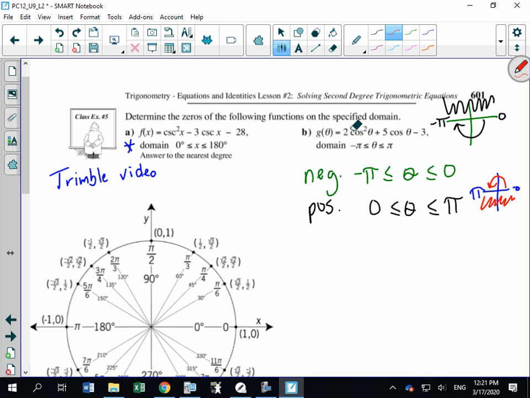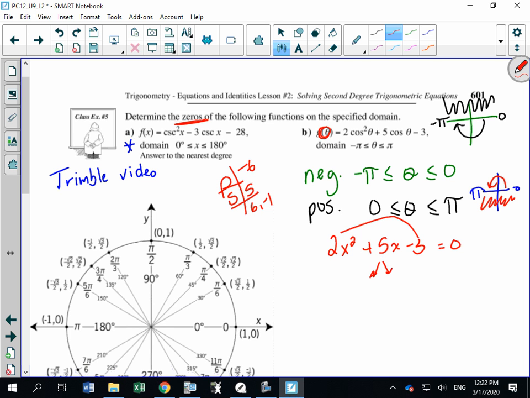Okay, so they want us to determine the zeros. So they want this to be 0. This is going to be a PSA2 or a decomposition factoring. So 2x squared plus 5x minus 3 is equal to 0. We're looking for what gives us a product of -6 and a sum of 5. And that answer is 6 and -1.